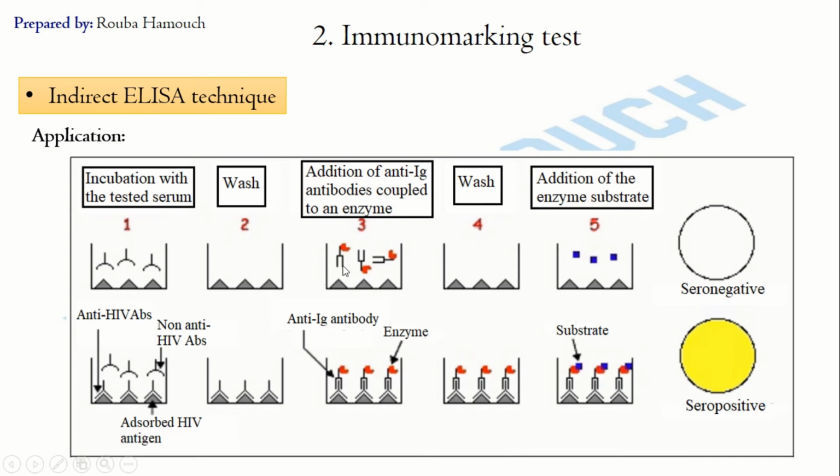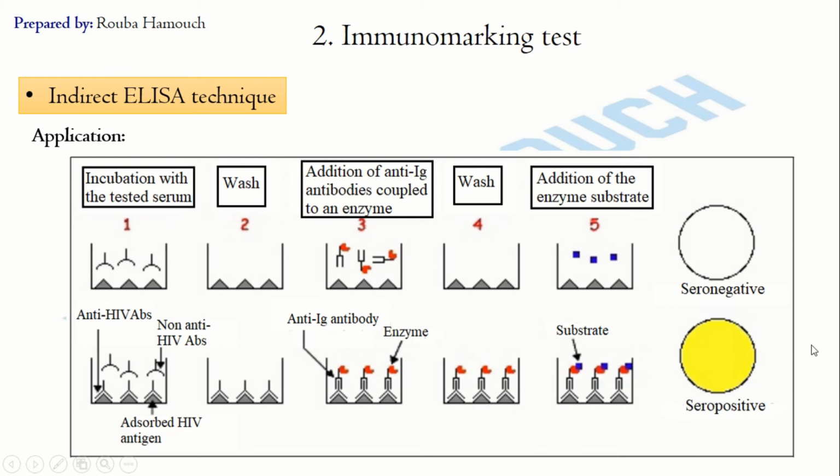In turn, the secondary antibodies are also eliminated by wash since they are not bound to antibodies. So when we add the enzyme substrate, the substrate is not transformed into a colored product since the enzyme is not present. It was eliminated by wash. In this case, there is no yellow color, indicating the seronegativity of the diagnosis. So the patient is not affected with HIV since the serum does not contain anti-HIV antibodies.